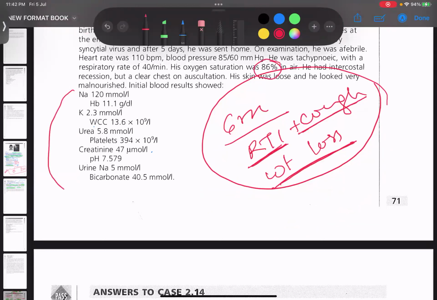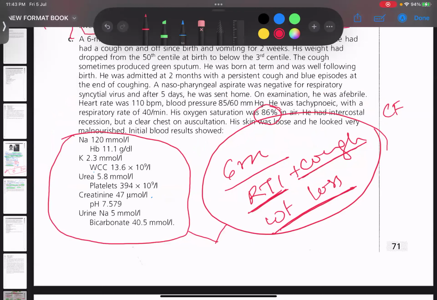Along with this, these findings are very much diagnostic of a condition. Repeated respiratory tract infection with failure to thrive. Yes, it's a case of cystic fibrosis. Along with that, we may also see features of pancreatic insufficiency, that is loose stool. However, they did not give any information regarding the bowel movements.